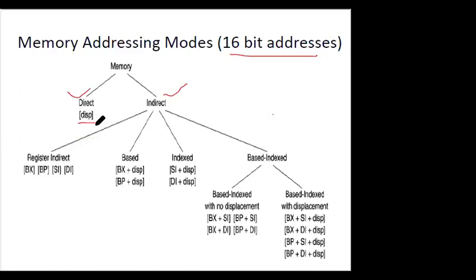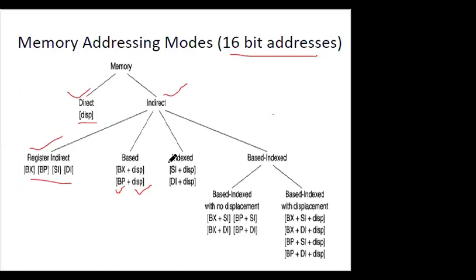Direct addressing is simply that we put an address. Indirect addressing can be classified as register indirect addressing, in which the address is placed in some register. Then we have based addressing. This based addressing has the base register with some displacement. And what is this displacement? This displacement is a constant value, which we will see how it is placed in the mode of addressing. Then we have indexed addressing.